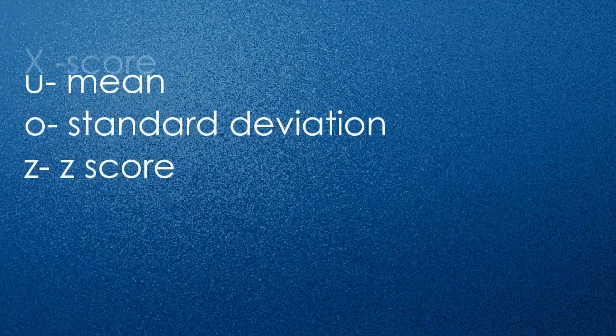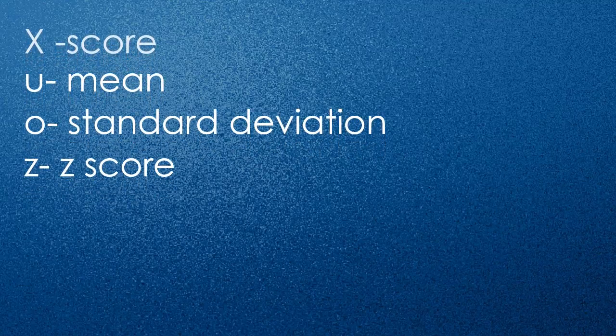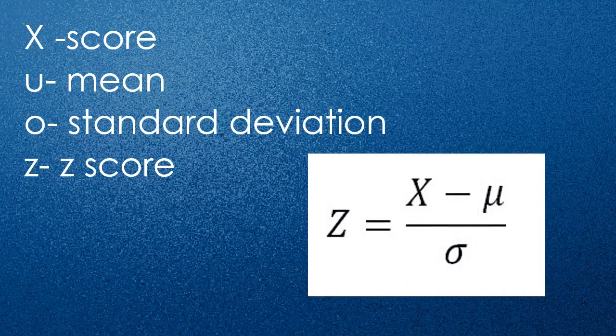Next, we will have word problems. And here is the formula and notations. X is equal to the score, μ stands for the mean, σ stands for the standard deviation, and z stands for the z-score. So the formula would be z equals the score minus the mean over the standard deviation.